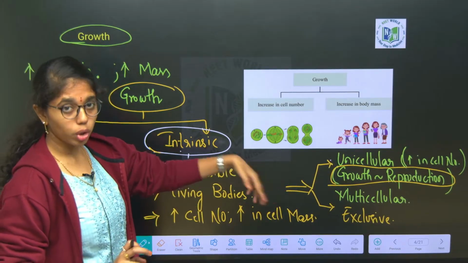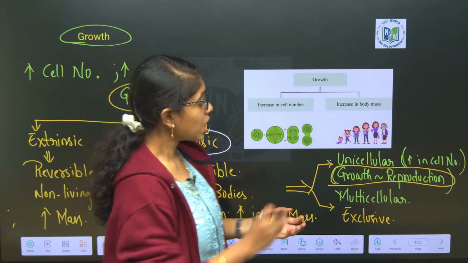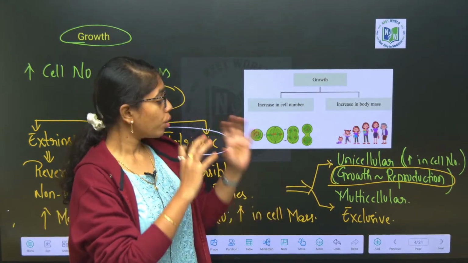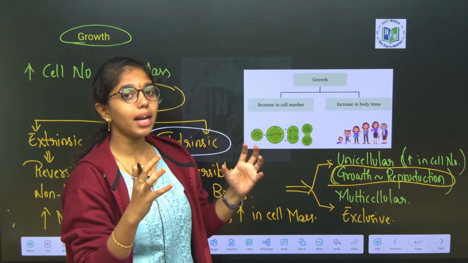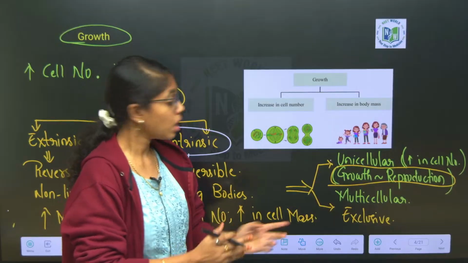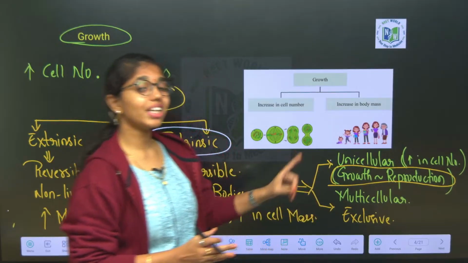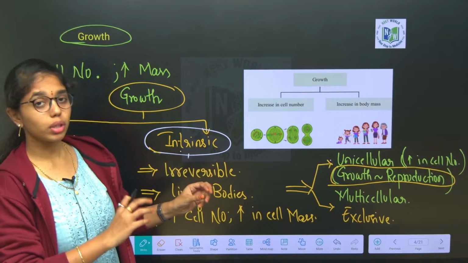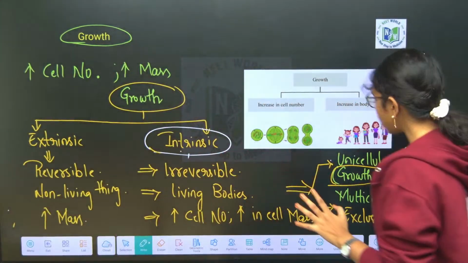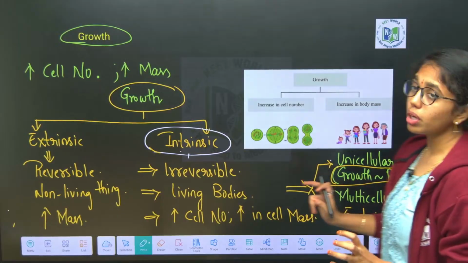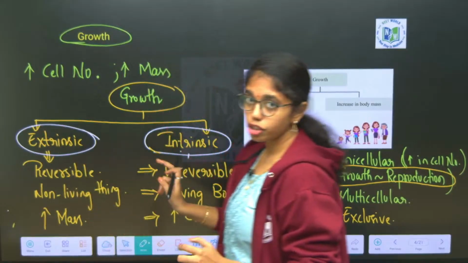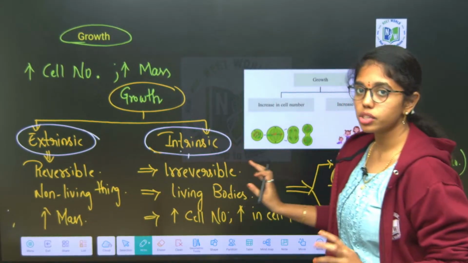In the intrinsic form of growth, if it is in unicellular organisms, increase in cell number happens, and here growth and reproduction are synonymous, they are mutually inclusive. Remember that point, it is important. In multicellular organisms, growth and reproduction are exclusive. Clear, right? So, this is all about growth. Why is growth a characteristic feature? Because it occurs in non-living components also, this is considered as a characteristic feature.